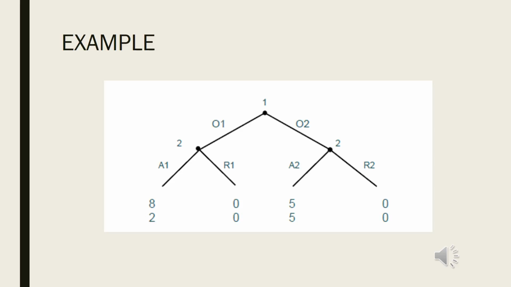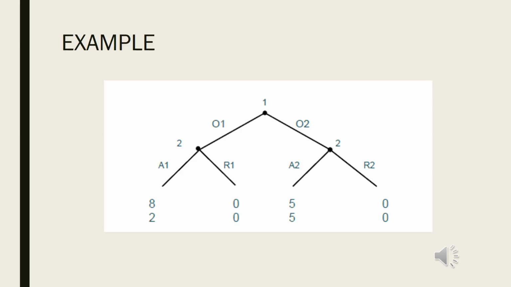The matrix represents a decision tree made up of two players, in which you can observe the options that the game has. The first decision is taken by player 1, who must decide between O1 and O2. At this point, it is player 2 who decides. If player 1 has chosen O1, player 2 will have to decide between A1 and R1.